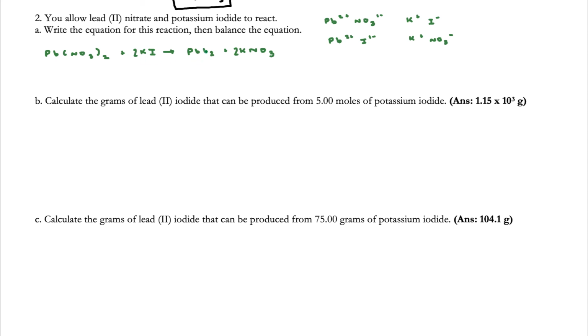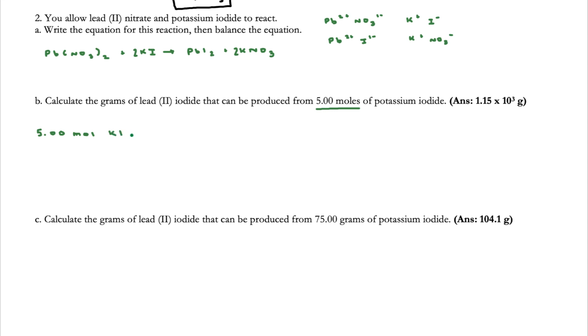All right. For B, it says calculate the grams of lead 2 iodide that can be produced from 5.00 moles of potassium iodide. So I'm going to write out my given here. I start with 5.00 moles of potassium iodide, and I want to get into grams of lead iodide.